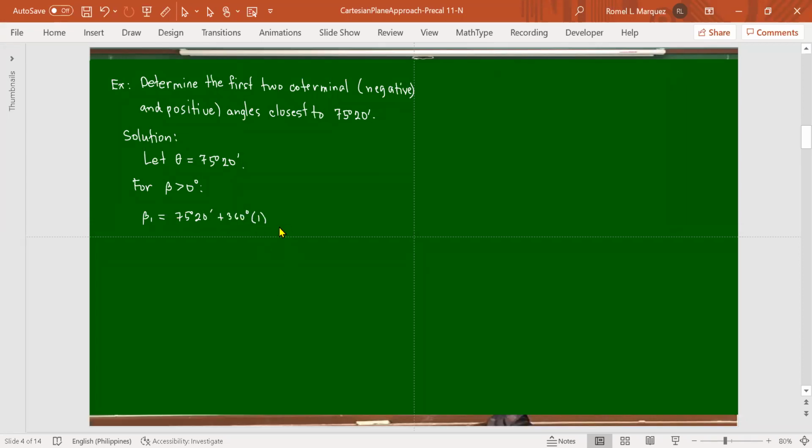So you just compute, then give me the answer later. Beta sub 2 is 75 degrees, 20 minutes, plus 360 degrees times 2, or that is 720 degrees, no? So what's the answer? Plus 360 degrees, 75 degrees, 20 minutes.